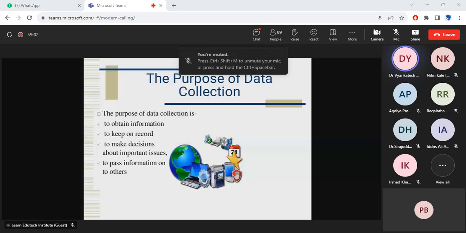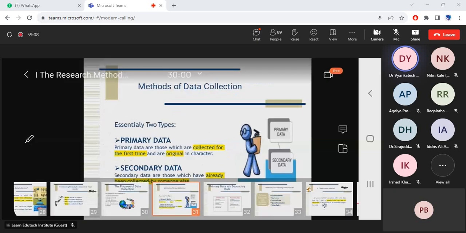When you have a record, you are able to take a decision on that particular data, and to inform about important issues. Then we deal with those issues, and pass information on to others. So definitely, what information you have, and how you are going to pass it on from different perspectives.